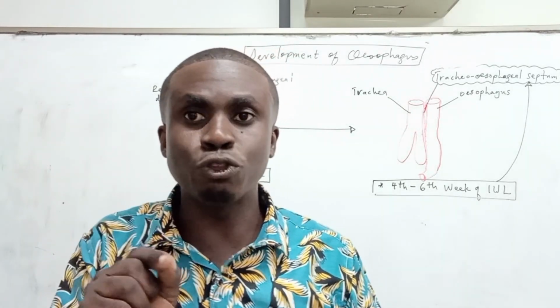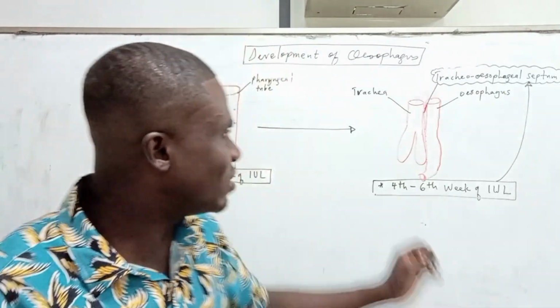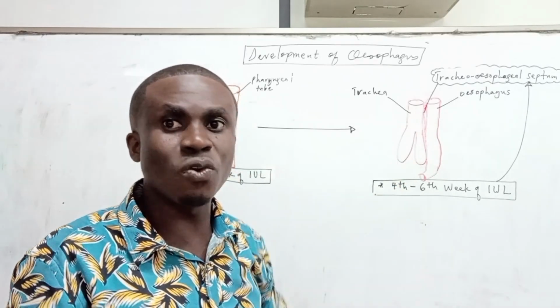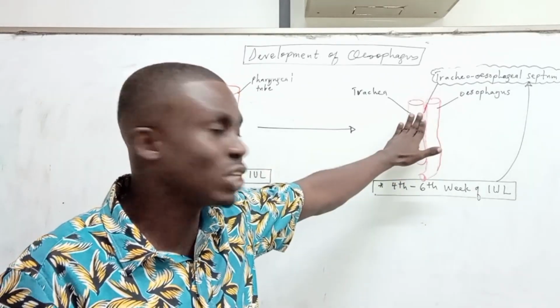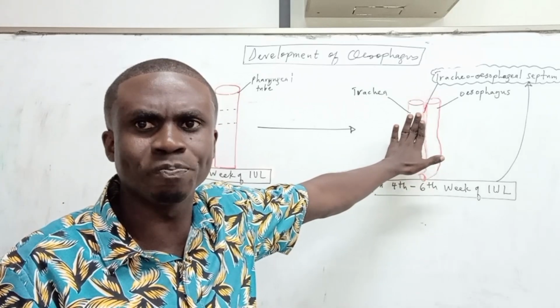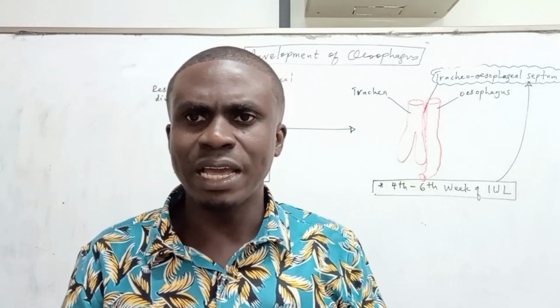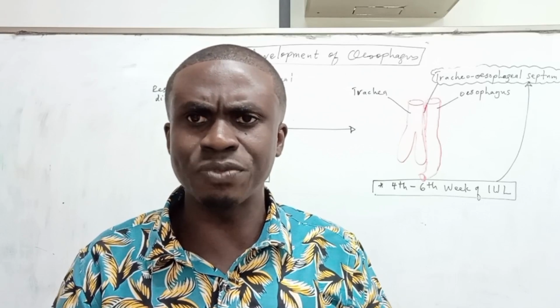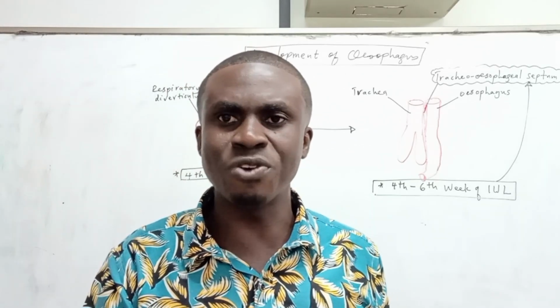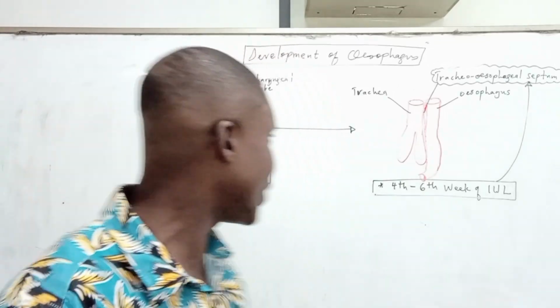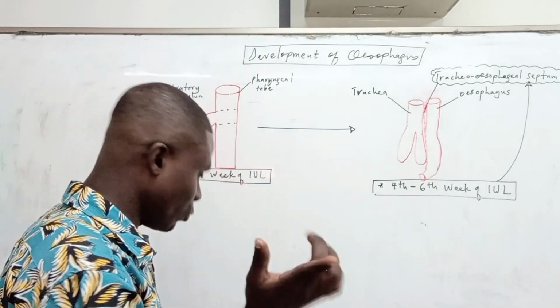My friends, one thing I want you to know is that if I say that it's derived from endoderm, what I mean is that the epithelial lining and, of course, the glands which are associated with it will be derived from this endoderm. But whenever I talk about the smooth muscle and the cartilages, they will be derived mainly from the lateral plate mesoderm, precisely the splanchnopleuric lateral plate mesoderm.